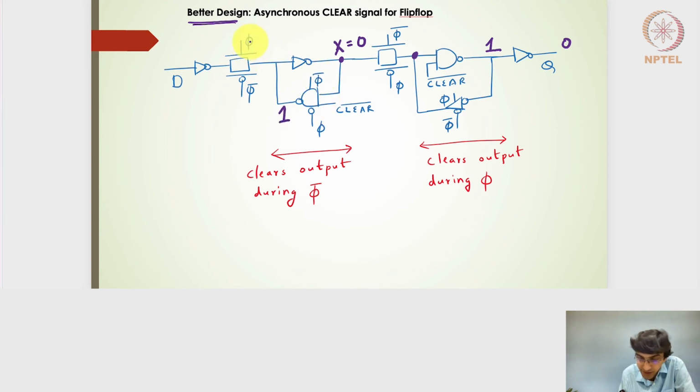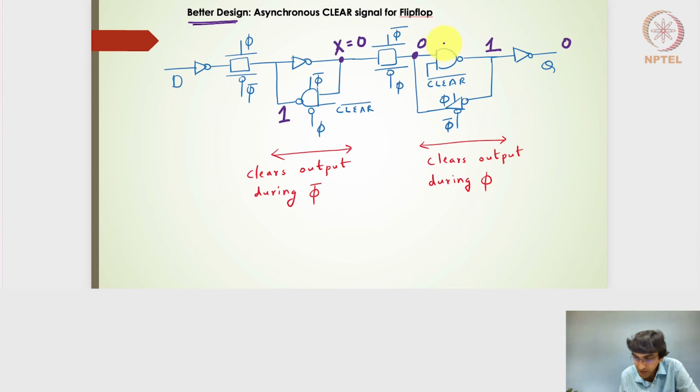during phi bar, this transmission gate will be off, and then X will take the precedence of this particular tri-state 2-input NAND gate, which is driven by this clear logic. So X will be 0, and this 0 will be maintained even if the clear is depressed. This 0 is going here and will be retained, so the Q will be 0. All right, hope this is clear.